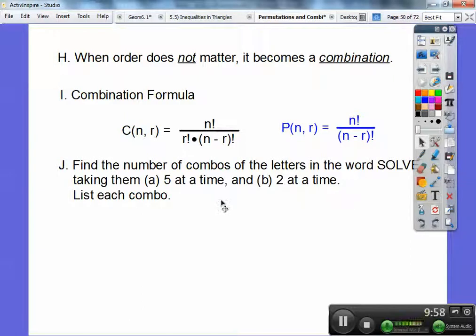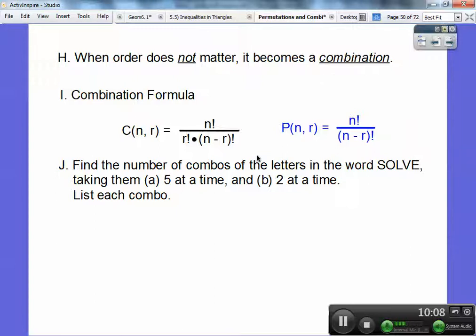So let's try one. Find the number of combinations. Here they're telling me it's a combination, so I'm going to use this one. Find the number of combinations of the letters in the word solve, S-O-L-V-E, taking them first 5 at a time, and then 2 at a time, and then list each combination.